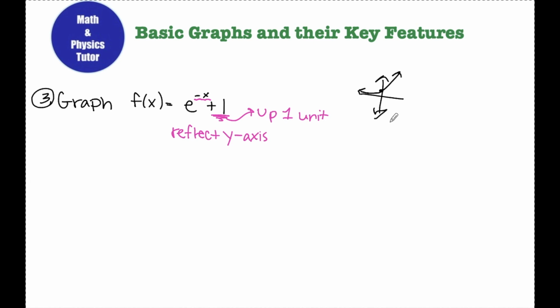Since I need to reflect this thing in the y-axis, it's just going to flip over. So when I reflect it in the y-axis, it's going to look something like this. But then I also need to shift this graph up 1 unit. When I graph this, the shift up 1 unit puts that y-intercept at (0, 2). Also, since I shift up 1 unit, my asymptote that was the x-axis shifts up 1 unit as well. So now my asymptote is the line y = 1.